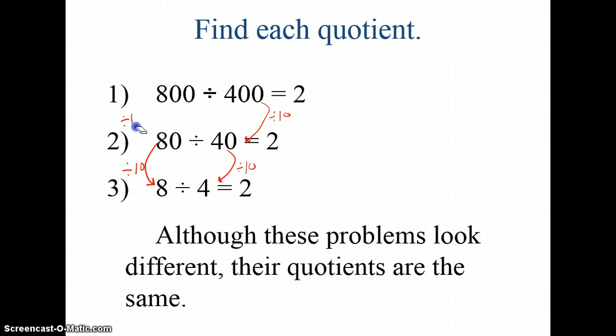If I work it backwards, I might notice that the dividend gets multiplied by 10, and the divisor gets multiplied by 10. So whatever I do to the dividend, I can do to the divisor, and I'll get the same quotient. It doesn't change as long as whatever I do to one part of my problem, either multiplying by 10 or dividing by 10, I have to do to the other part of my problem.